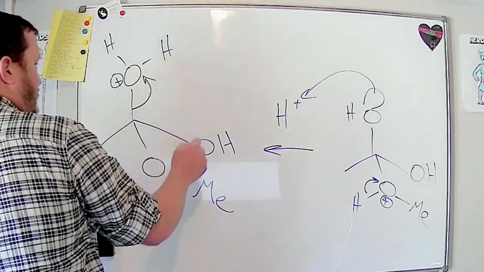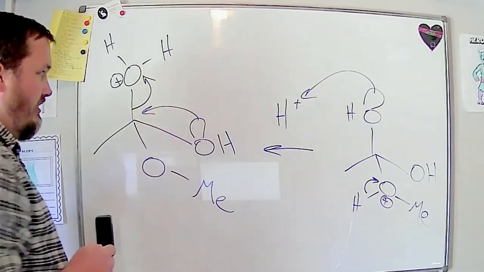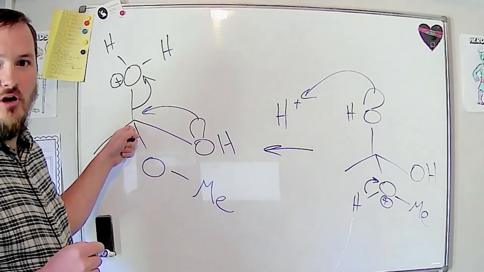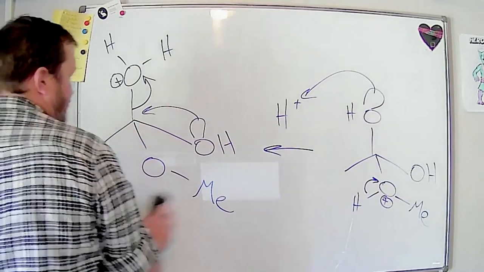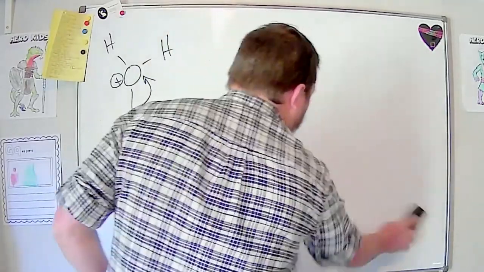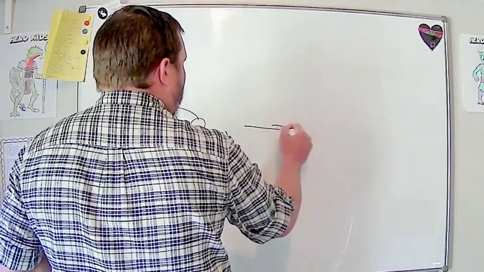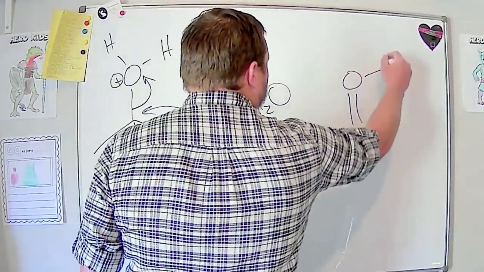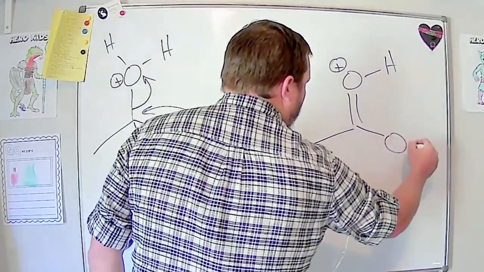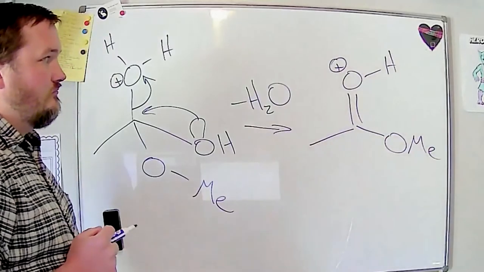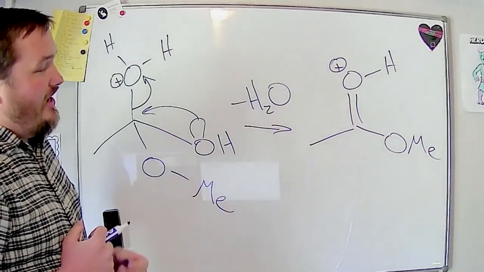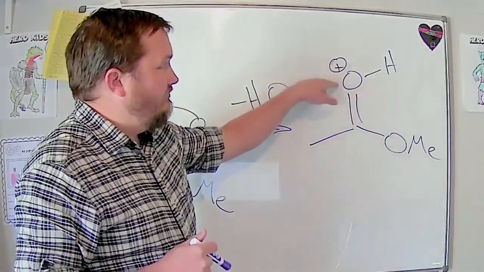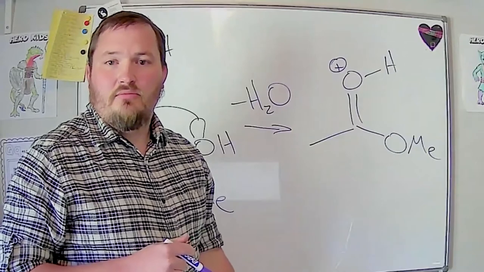Now we can have our leaving group leave, and our OH group can donate a pair of electrons to reform the carbonyl. So we wind up losing a water and making protonated methyl acetate. So then the last step would be to kick off that last proton to get us back to our fully neutral product.